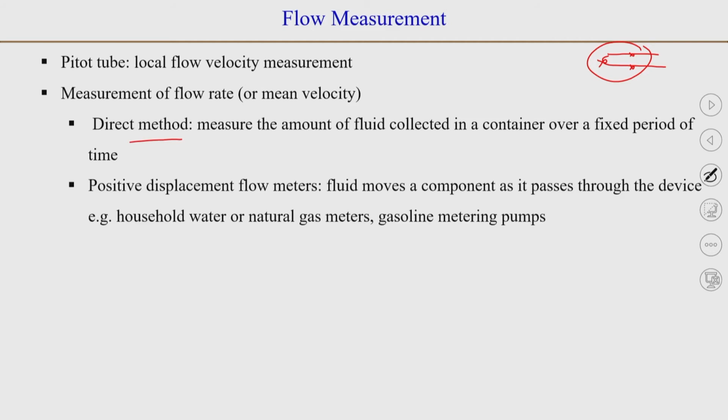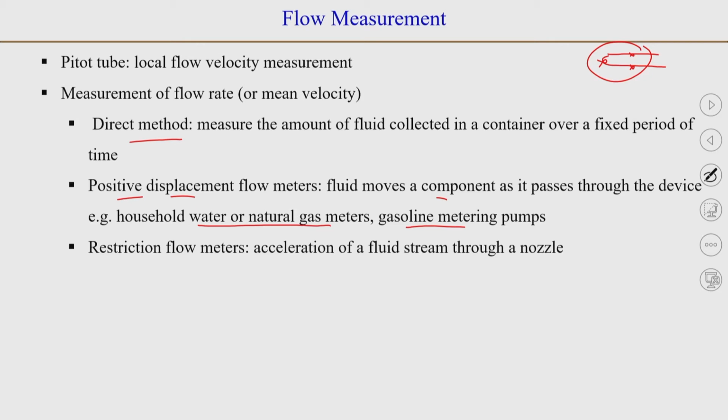Now, there is another set of flow meters which are called positive displacement flow meters, in which the fluid moves one of the components of the device. For example, in our household water meter, the movement of flow is moving a device. So the flow rate is proportional to the device movement, and the same principle is used in water or natural gas flow meters, or in petrol pumps. The same principle is used in gasoline or petrol flow measurement.